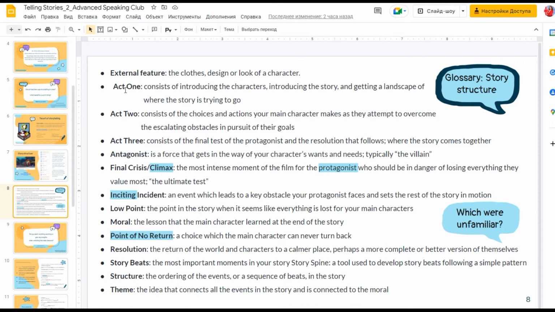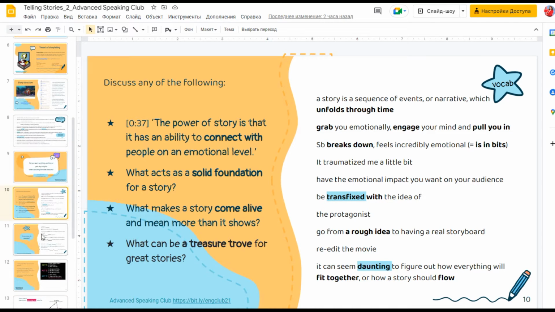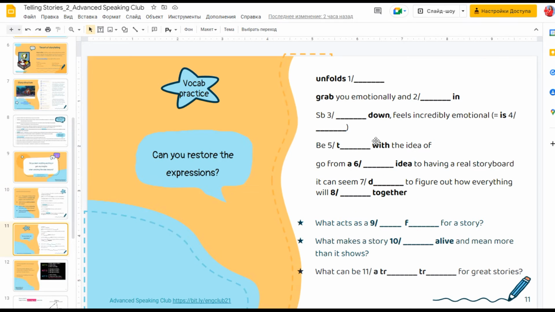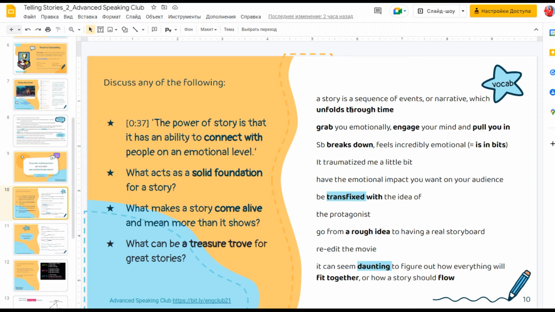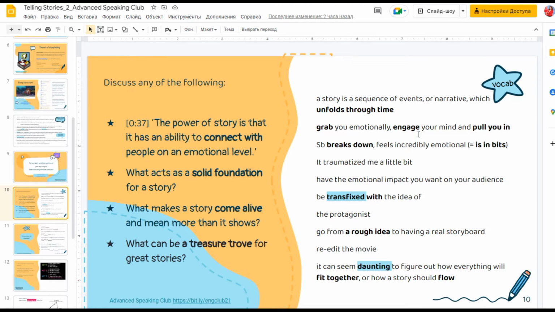We very quickly went through some key terms, and also looked at some good vocabulary, it's on the right, which can be used to answer some of the questions on the left. We usually do some vocabulary practice too. Well, I've prepared some gapped sentences to try and remember some collocations, some expressions from this slide. You might try it yourselves. Okay, just make a pause, try to restore the phrases, and then check yourselves.